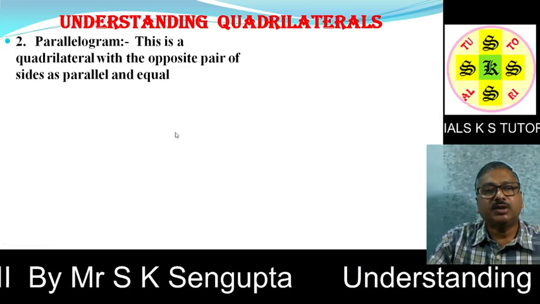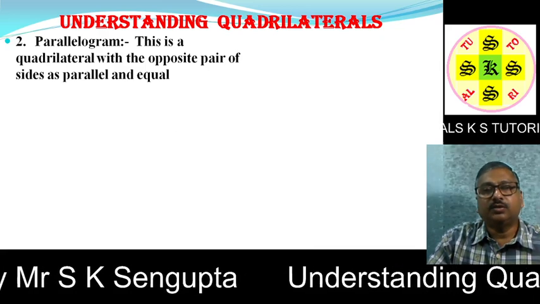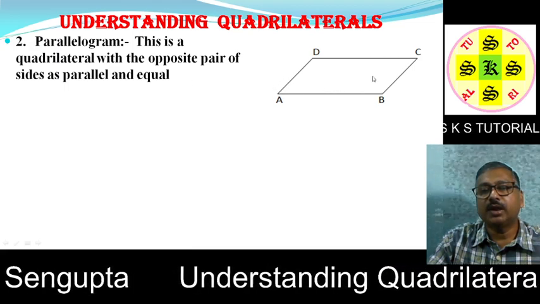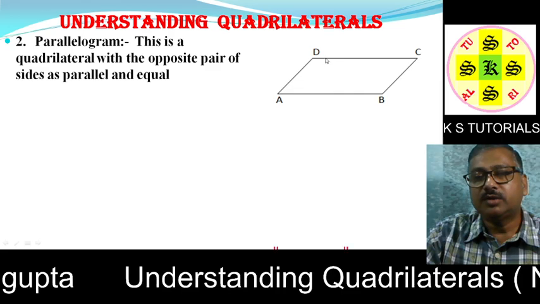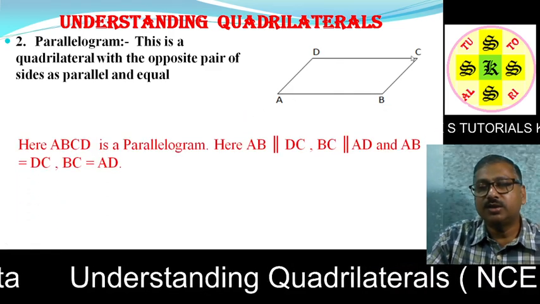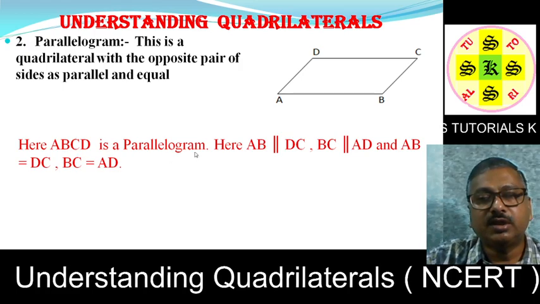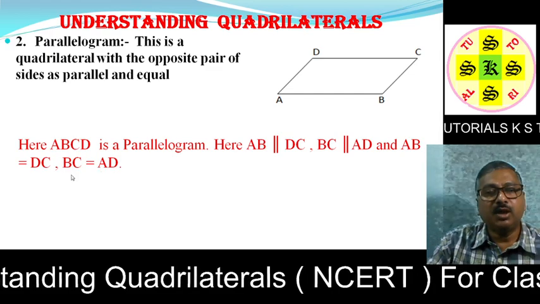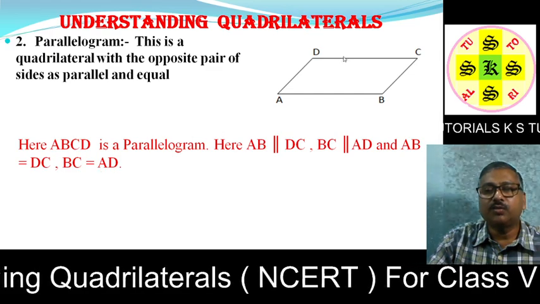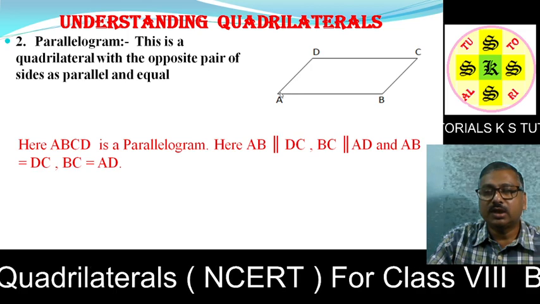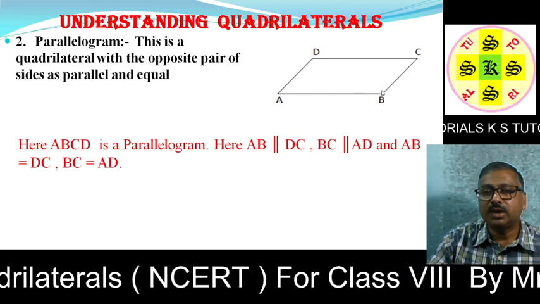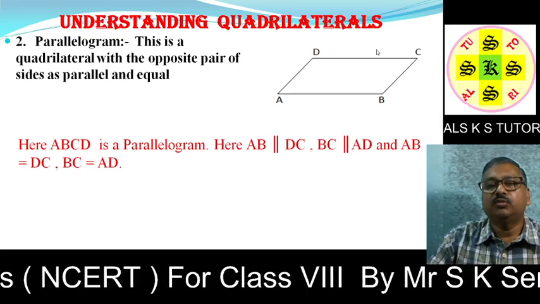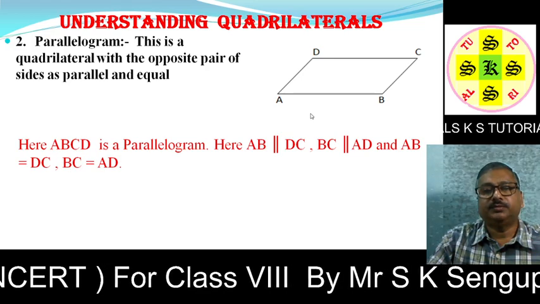Parallelogram. What is a parallelogram? This is a quadrilateral with both pairs of opposite sides parallel and equal. ABCD is a parallelogram. Here AB is parallel to DC as well as BC is parallel to AD. And AB equals DC. In a parallelogram, opposite sides are automatically equal. We will discuss this in properties also. AB equals DC as well as BC equals AD. So this is the parallelogram.